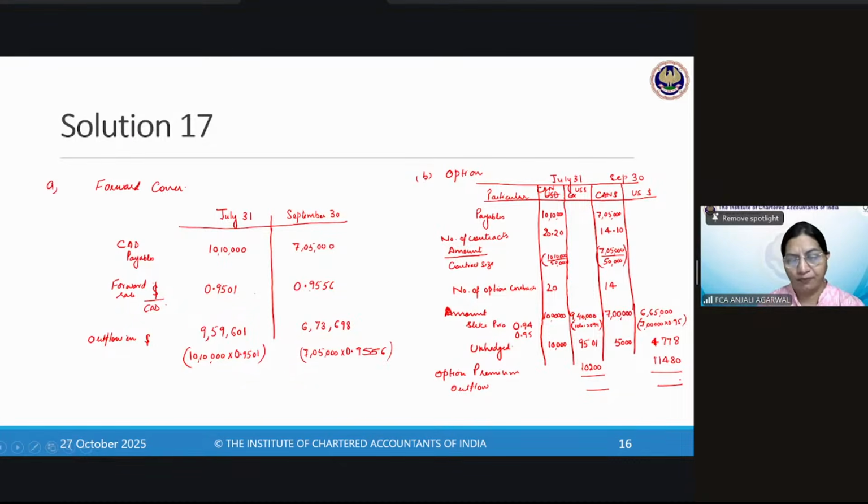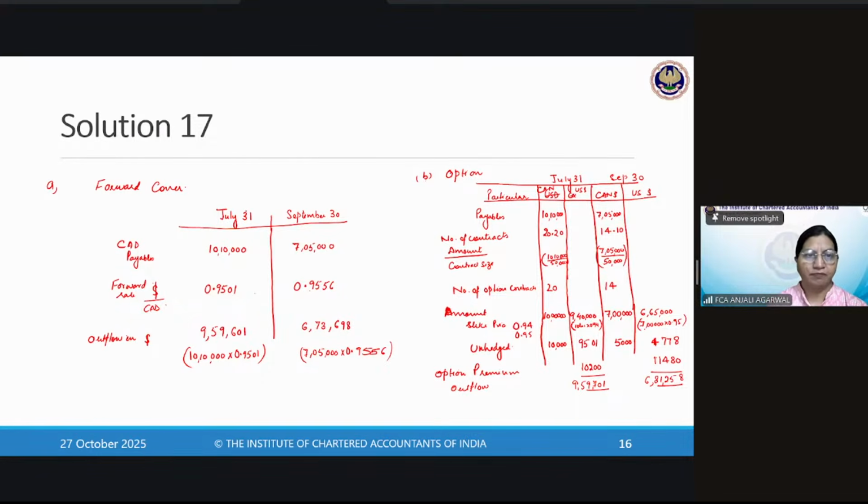Add the total outflow. So in July, you will end up paying 9,59,701. And in September, you will end up paying 665,000 plus 4,778 plus 11,480. 681,258. Now make a comparison.